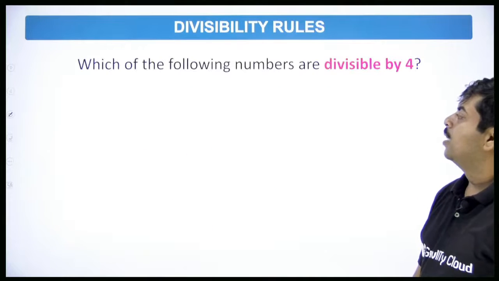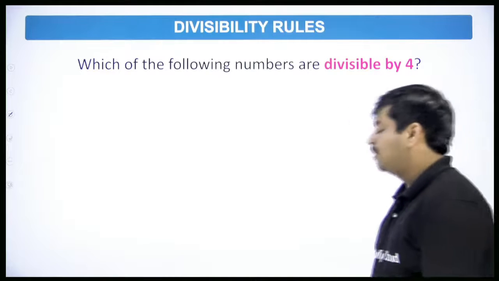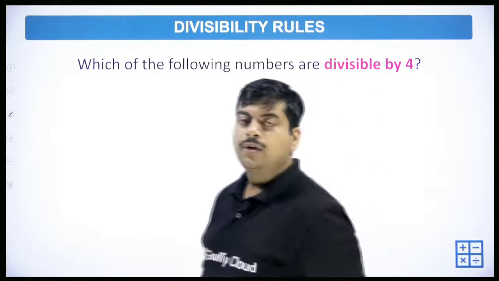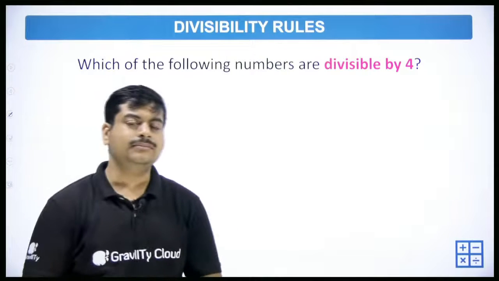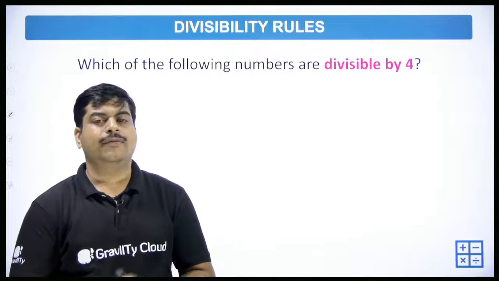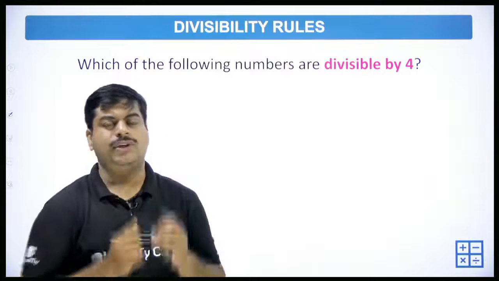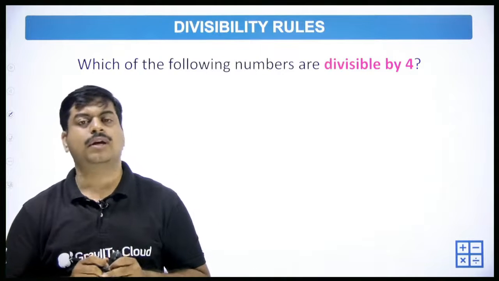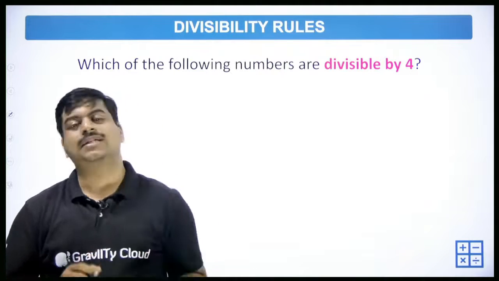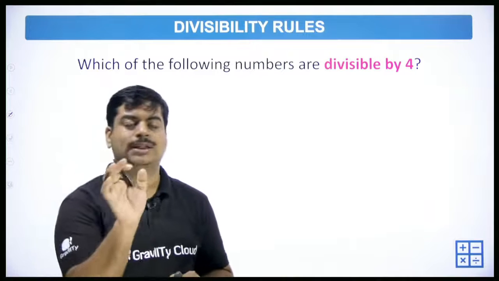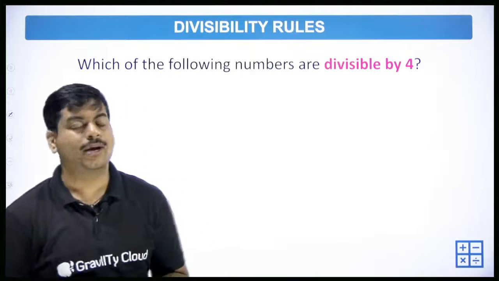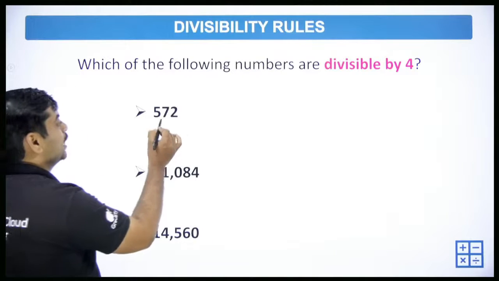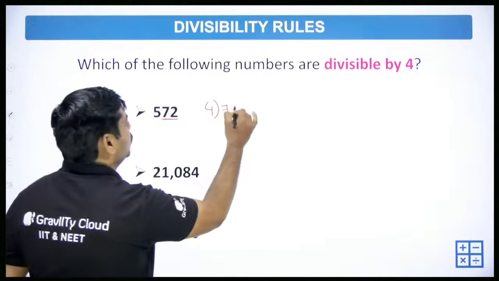Okay, what's the next one? Which of the following numbers are divisible by 4? What do you mean by that? Number 4, what is the logic? Do you remember what the logic for 4 is? Not the sum of the last 2 digits, just the last 2 digits should be a multiple of 4. Take 5, 72.